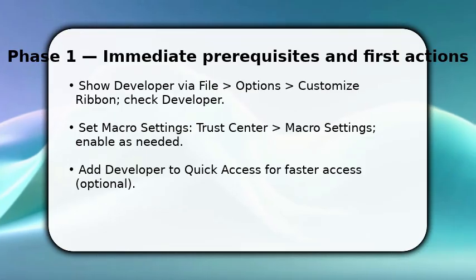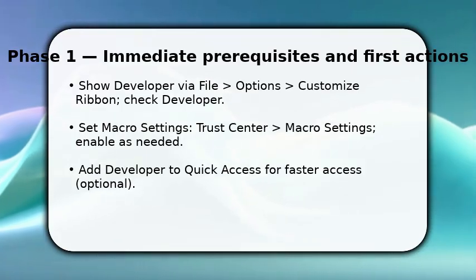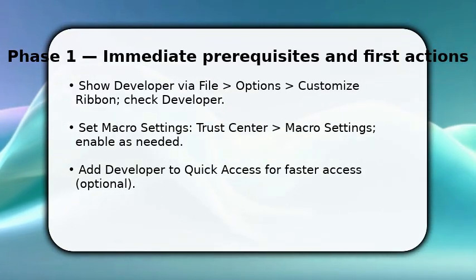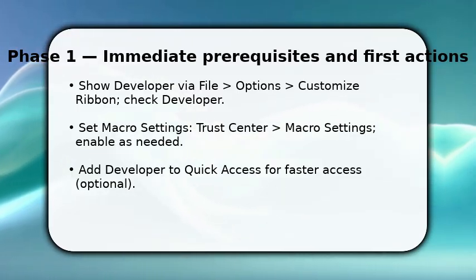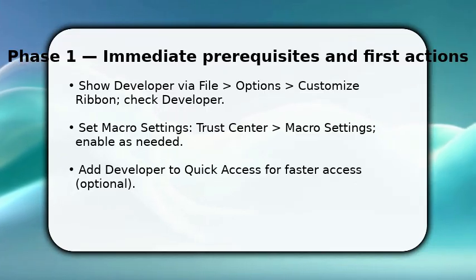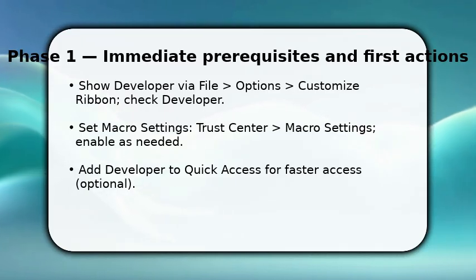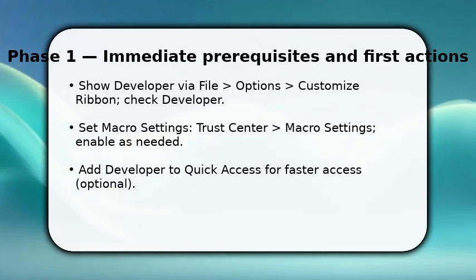You begin by turning on the Developer tab so the tools are visible. Open File, Options, Customize Ribbon, and check Developer. Once done, make sure macro settings match your security needs through Trust Center, because macros control automation and can pose risks. You should also add Developer to the Quick Access toolbar for speed.